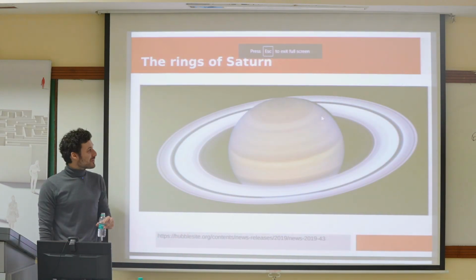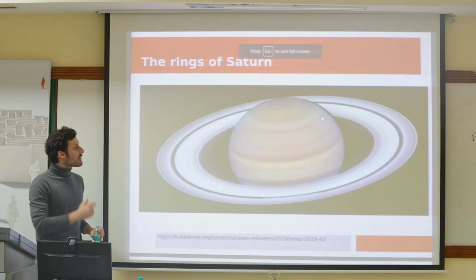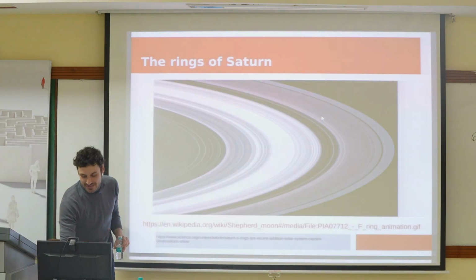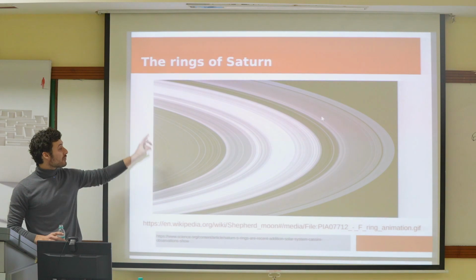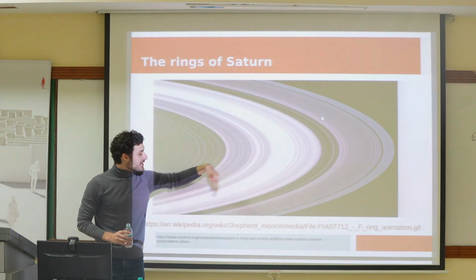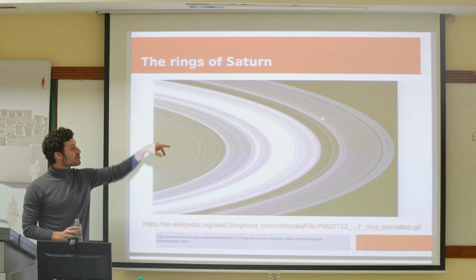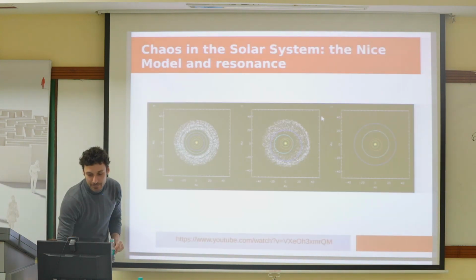So we've seen Saturn, we've seen some asteroids. These are all more or less the same kind of issues. So basically, resonance that's clearing some bits of the phase space. So this is just a zoom on the rings.